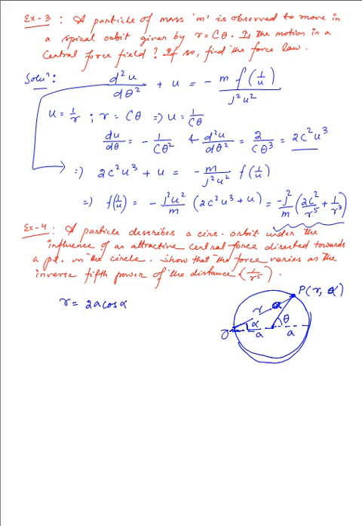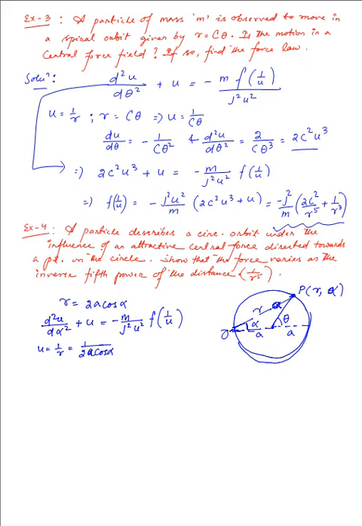alpha, cosine of alpha. The differential equation that we will be using is obviously d2u over d alpha squared, in this case because we are taking the angle to be alpha, plus u is equal to minus m over j squared u squared times f of 1 over u, which is the one that we used above. Now in that, because u is equal to 1 over r, that is going to be 1 over 2a cos alpha, so that is going to give us u.